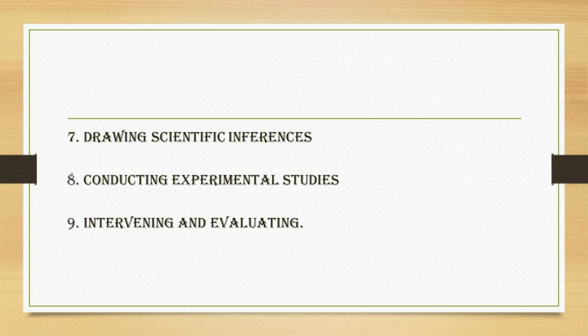Drawing scientific inferences: the results of these studies and other large-scale population studies provided convincing evidence that rates of coronary heart disease differ among populations, and that these differences are due to an environmental factor, that is, diet. The data have not been entirely consistent.